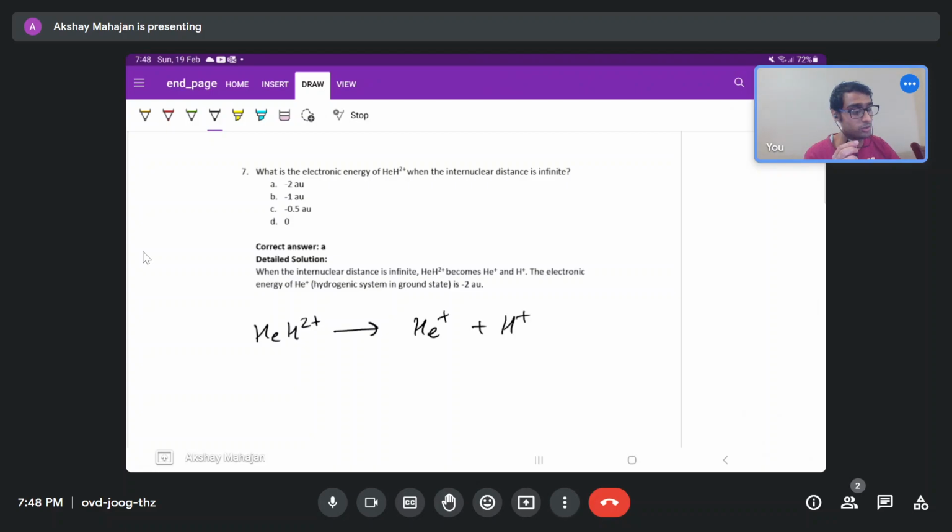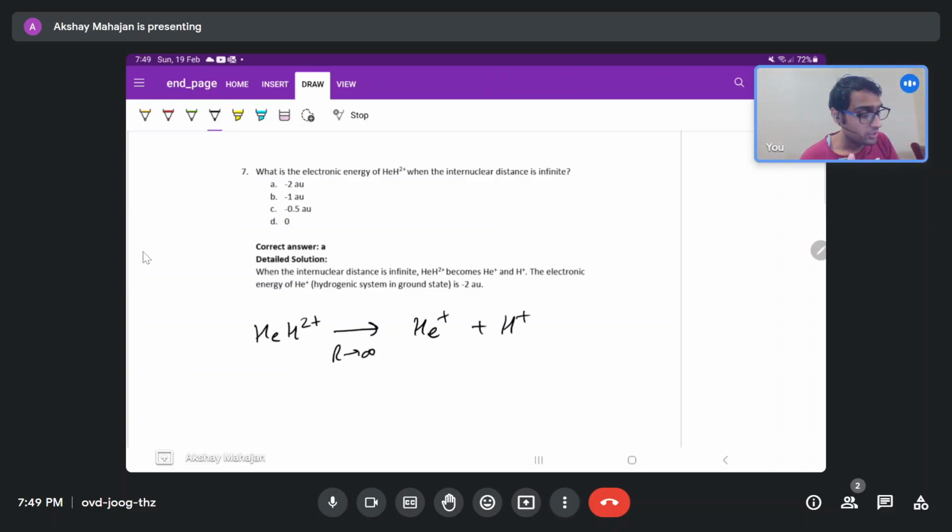Each electron goes into the same charge. So this dissociation will also happen in a similar manner. So we will have plus charges on both of them. So now this becomes He plus and H plus, as the distance tends to infinity.